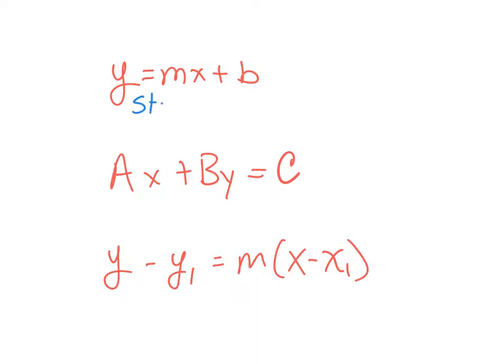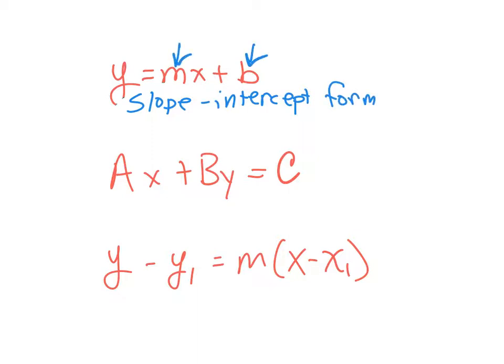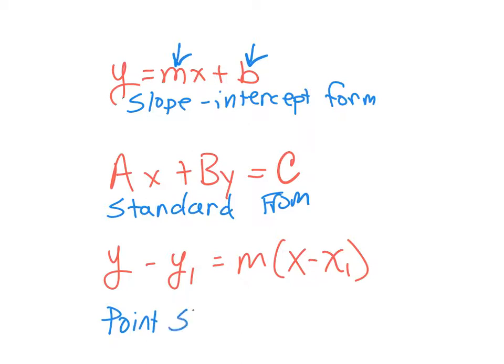Now this is called the slope. Oops, let me spell right. This one is called the slope-intercept form, which makes sense because they gave us a slope and the y-intercept. This is called standard form. And then this one is point slope form.